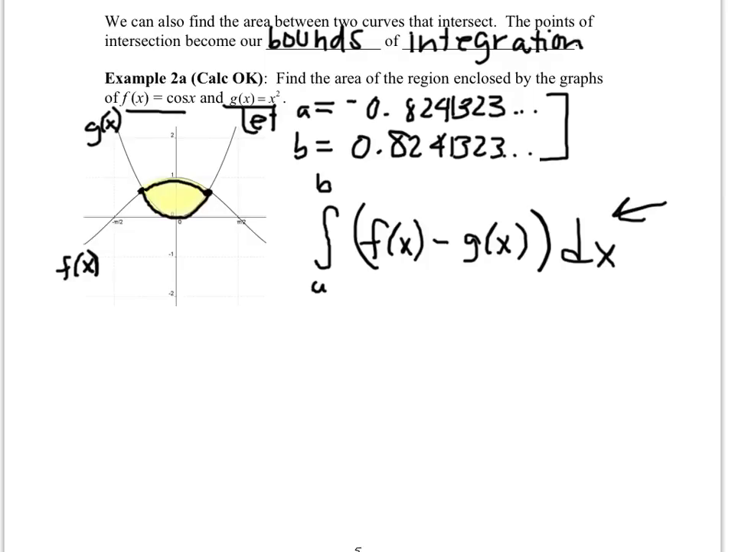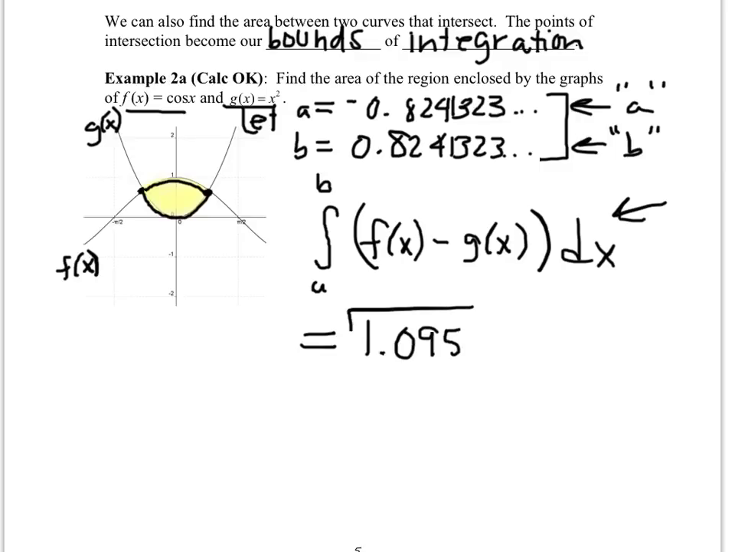But you can store this value into A. You can store that value into B on your calculator. And then when you actually do the integral, use the letters A and B. Okay? When you do that integral on your calculator, you should get a value of 1.095. So press pause, double check it, and come on back.